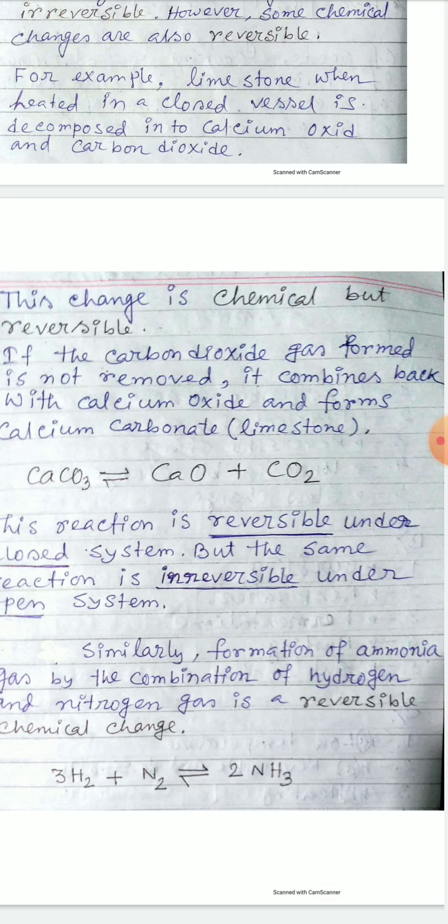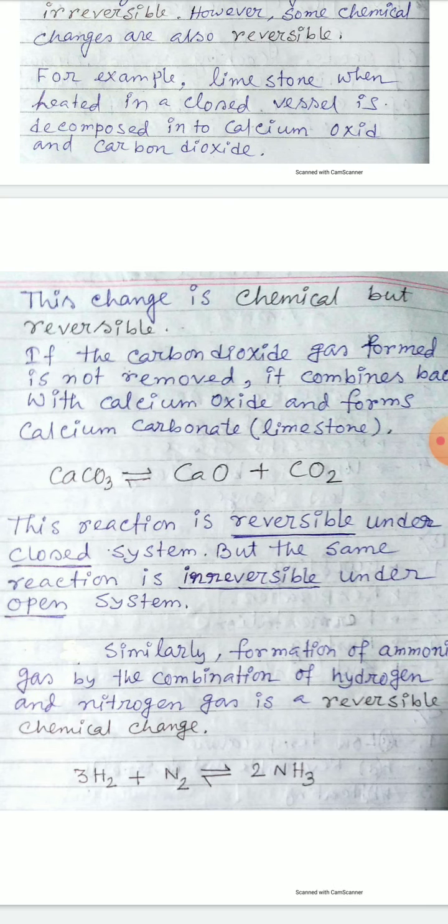Similarly, the formation of ammonia gas by the combination of hydrogen and nitrogen gas is a reversible change. The equation is 3H2 plus N2 double-headed arrow 2NH3. 3H2 means 3 hydrogen molecules plus N2, one nitrogen molecule, double-headed arrow because this is a reversible change, 2NH3, two ammonia molecules.